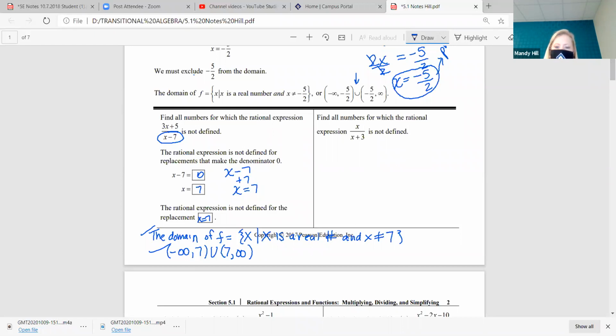Okay, on this one it says find all numbers for which the rational expression is not defined. Well, we know we have a problem if we have a denominator of the fraction and it is equal to 0. It can't be equal to 0. So what makes that x let this be equal to 0? We'll subtract 3 from both sides. So when x is equal to negative 3, we have a problem.